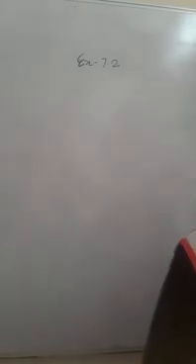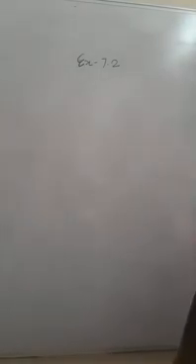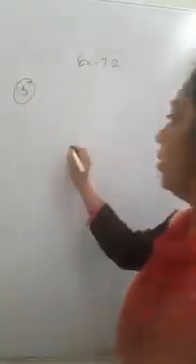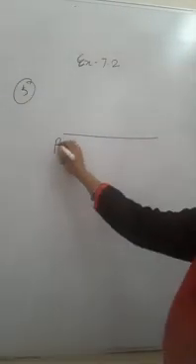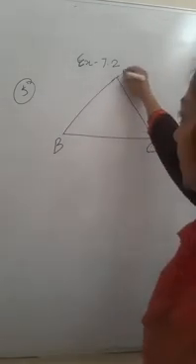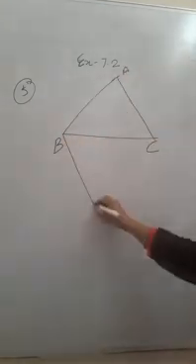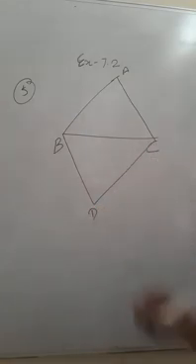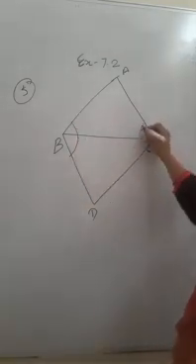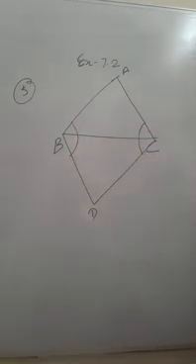Question number 5 is: given triangles ABC and DBC, two isosceles triangles on the same base BC. Here we have the same base BC. On one side there is one isosceles triangle ABC and on the other side there is another isosceles triangle, that is DBC. We have to show that angle ABD is equal to angle ACD. This thing we want to prove.